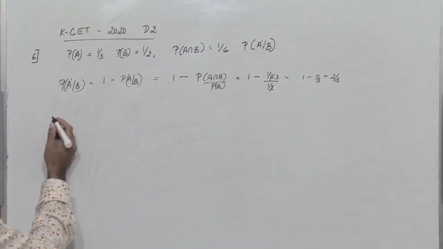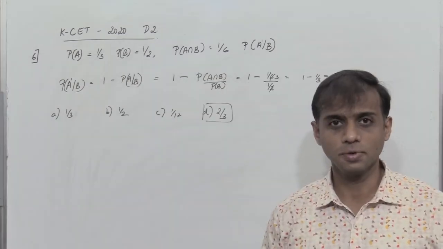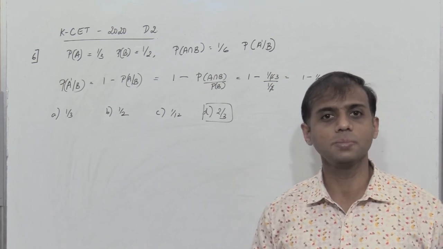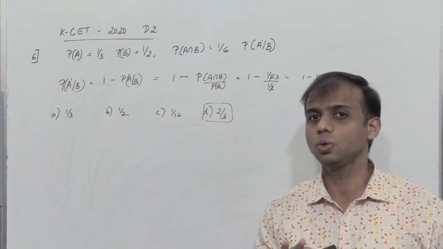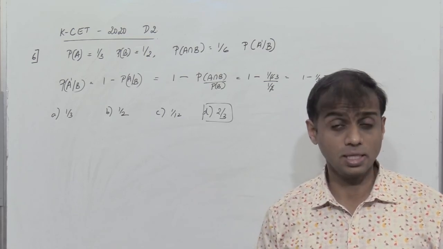So among the given four options, this is the answer. Now if you do observe, in this year's Karnataka CET 2020 question paper, 5 problems have been asked from probability. So you get an average of around 4 to 5 questions from probability each year.